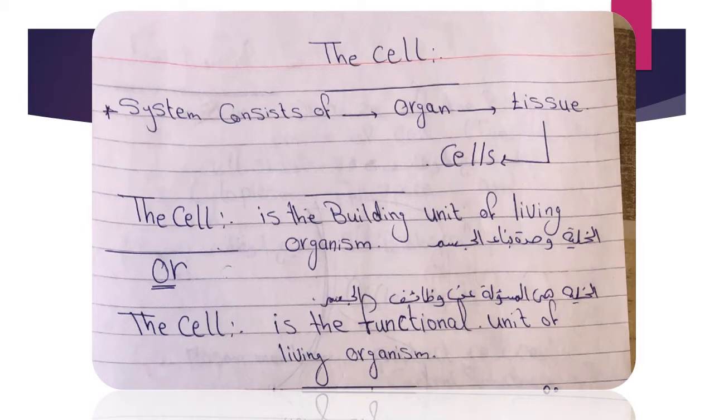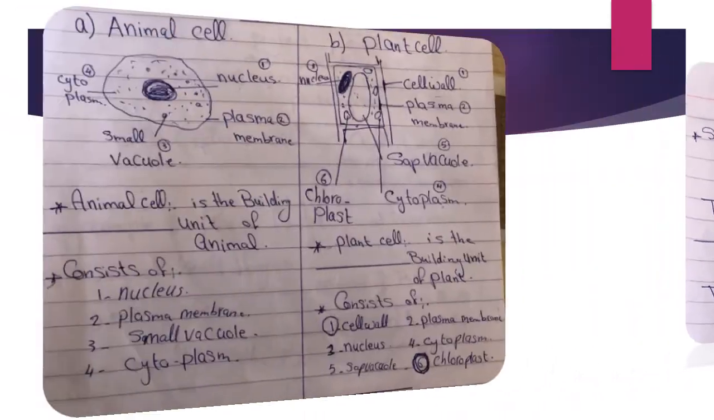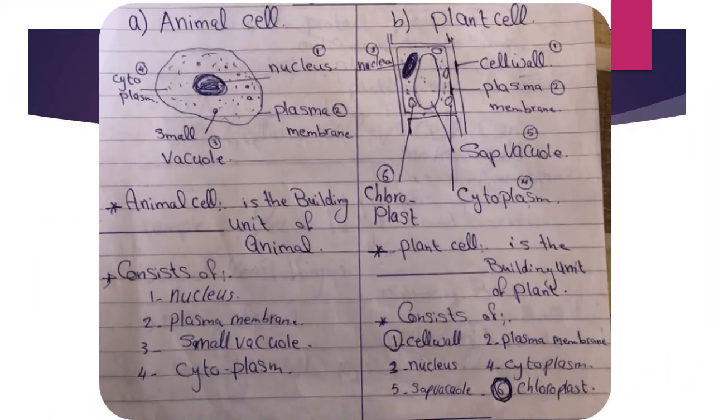I will start with the plant cell. Plant cell, it is a building unit of plant. What's meant by plant cell? It is a building unit of plant. What is the structure of the plant cell? The plant cell has six organelles or six parts. The plant cell consists of six parts. What are they?